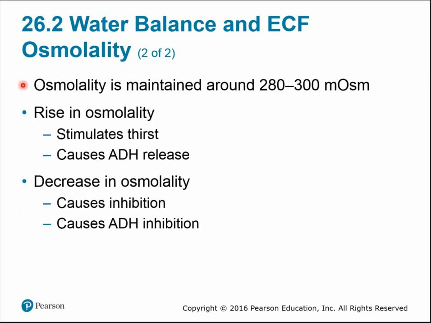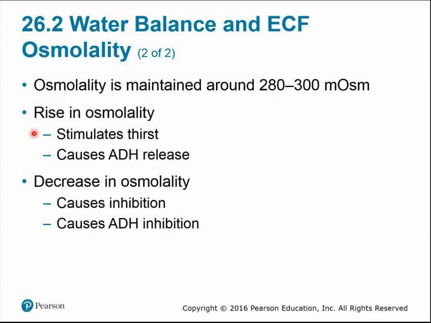So the body tries to maintain our osmolality around 280 to 300 milliosmoles. Right? So we'll just call these units. You don't really need to worry about this. So 280 to 300 units for osmolality or concentration. If we have an increase in that concentration or osmolality, that means that we need more water. Our body fluids are getting more concentrated. We need to dilute them down a little bit.